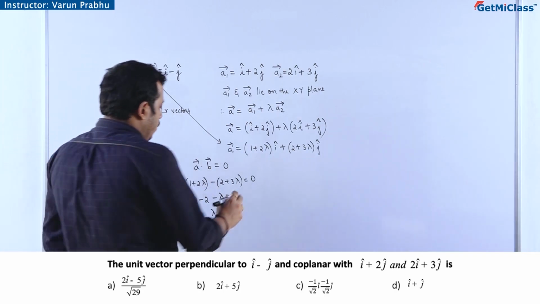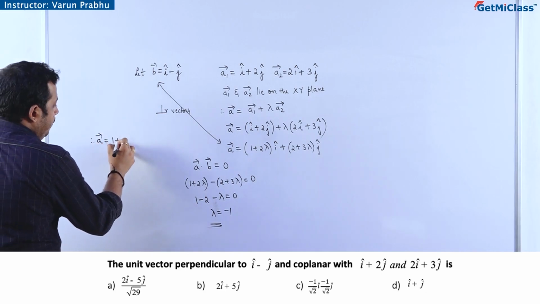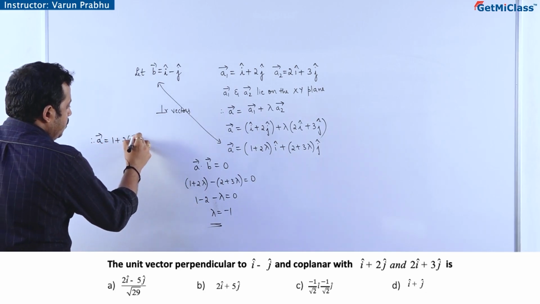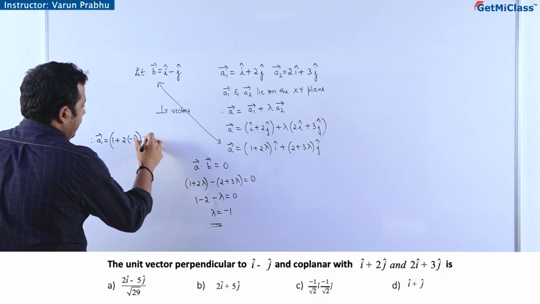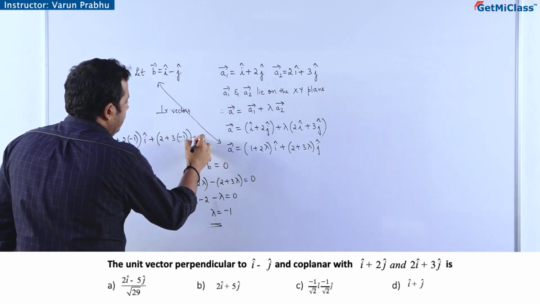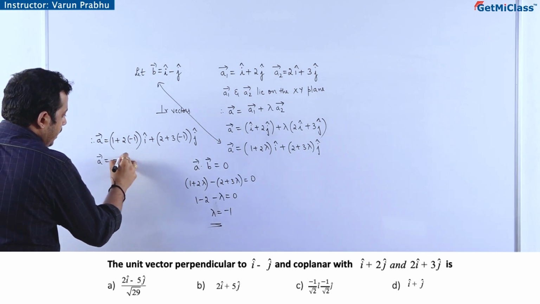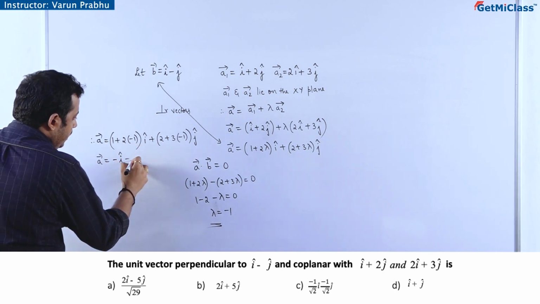So therefore vector a will be equal to (1 plus 2 into minus 1) times i cap plus (2 plus 3 into minus 1) times j cap, correct? Vector a is equal to minus i cap minus j cap.